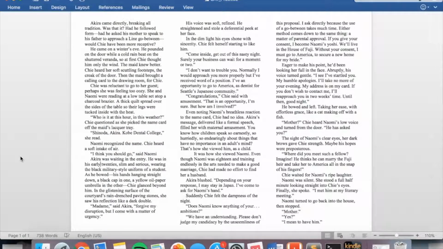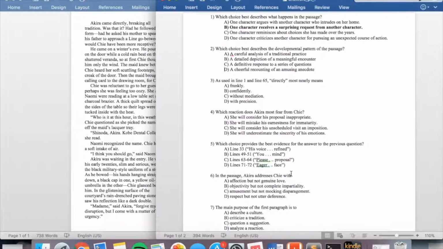Okay, so you should have had time to read this now, so let's get to the questions. All right. So the first question, which choice best describes what happens in the passage? Pretty general question. You're going to get it in a lot of tests, and it's often the first question that you see because it's, again, very basic.